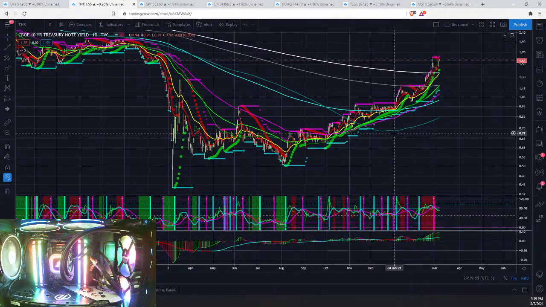Once we broke above them, you'll notice that essentially we started consolidating on top of them, and now we have flipped the slope back to the upside. So now we have a positive slope on this 10-year treasury. It is in a confirmed long-term daily uptrend.